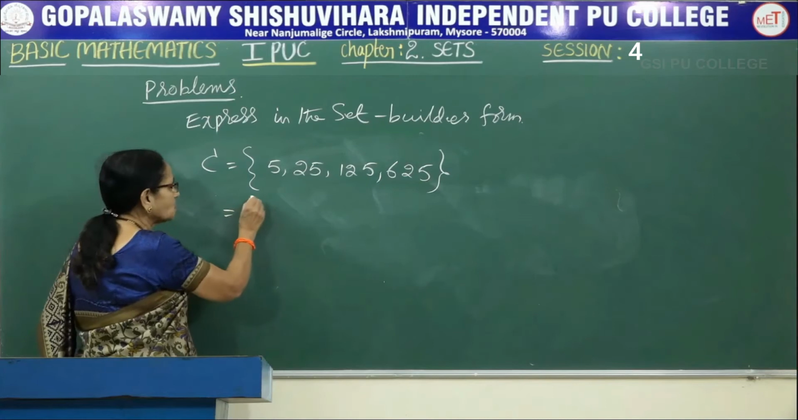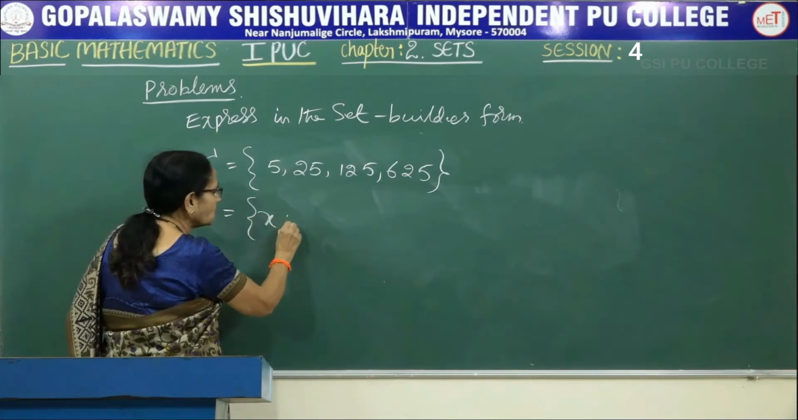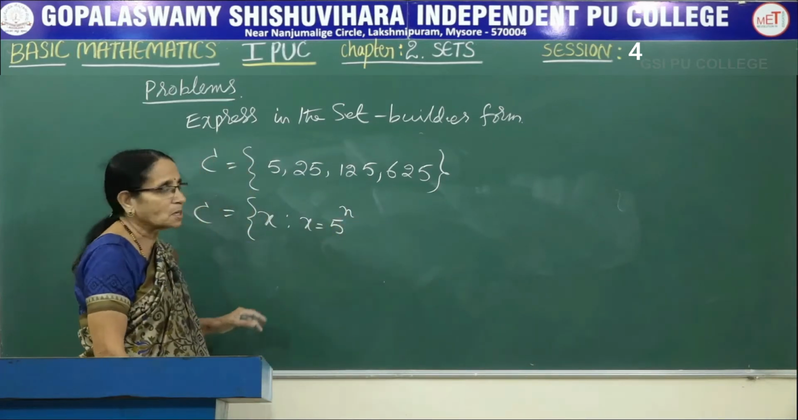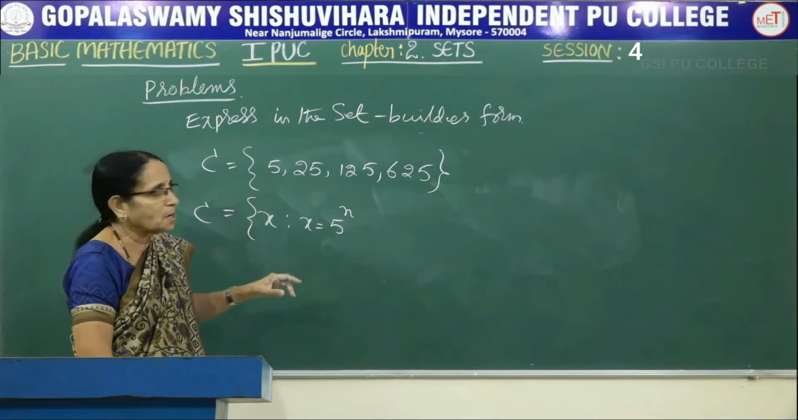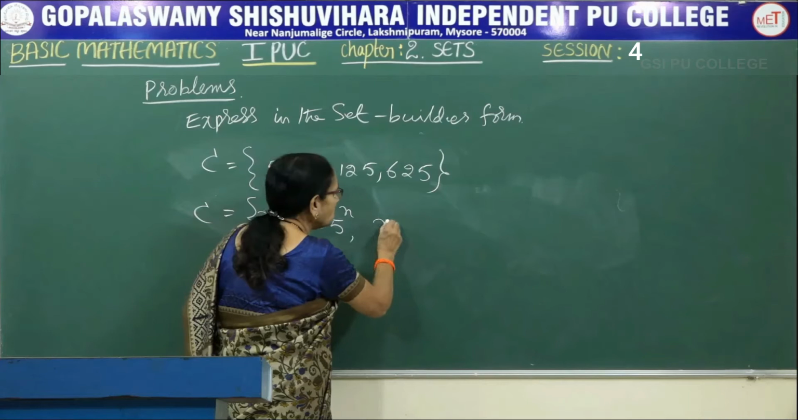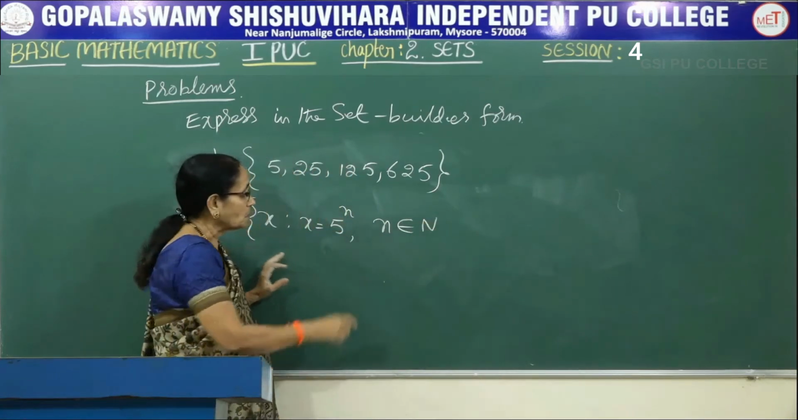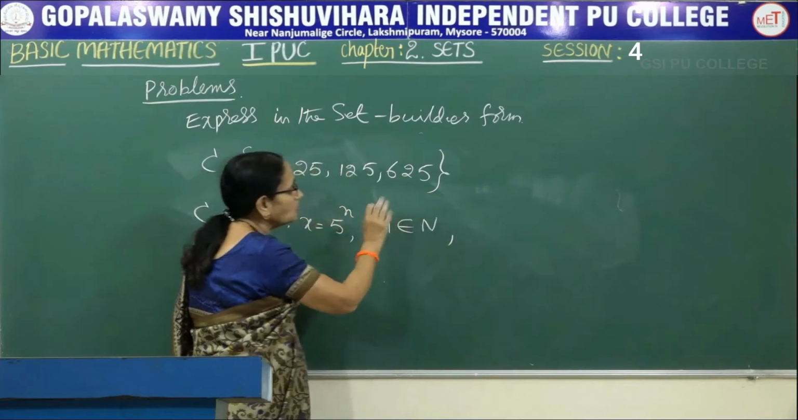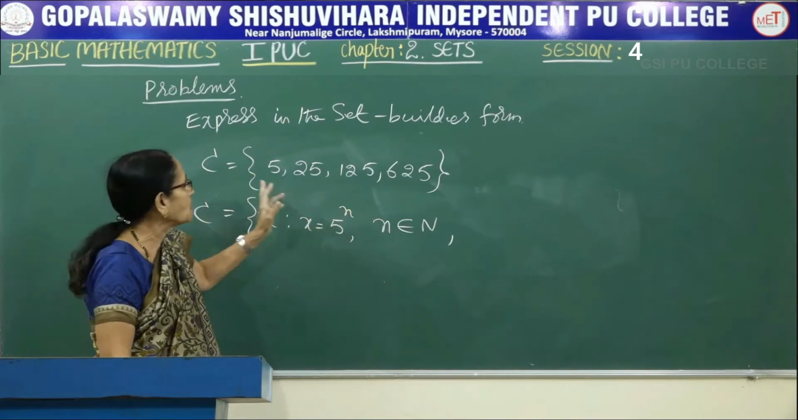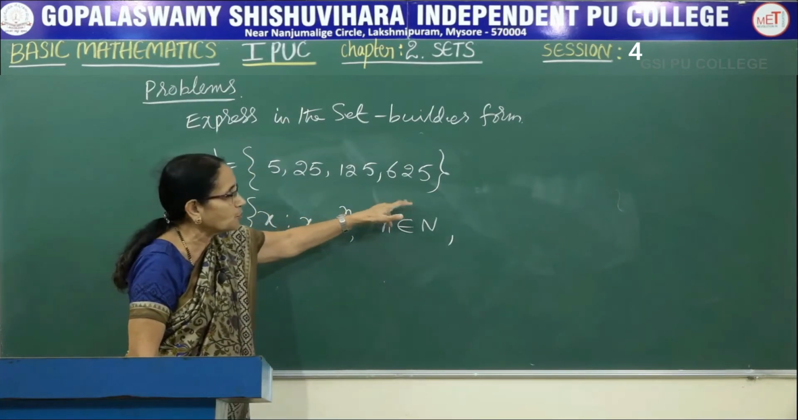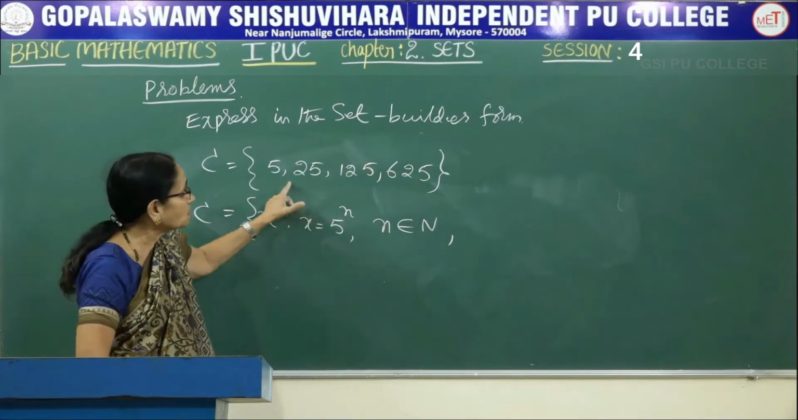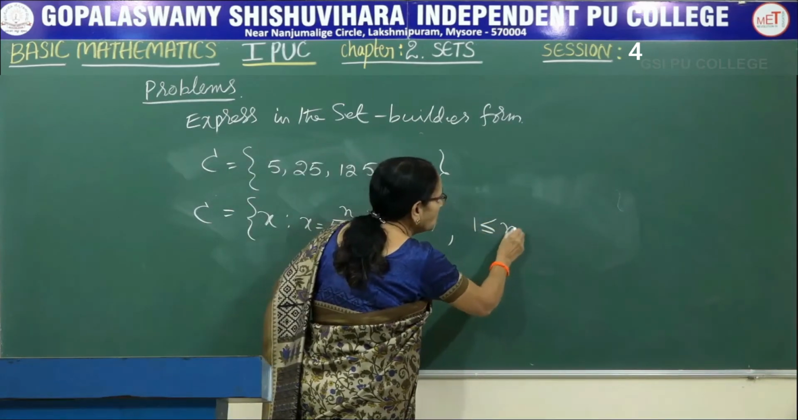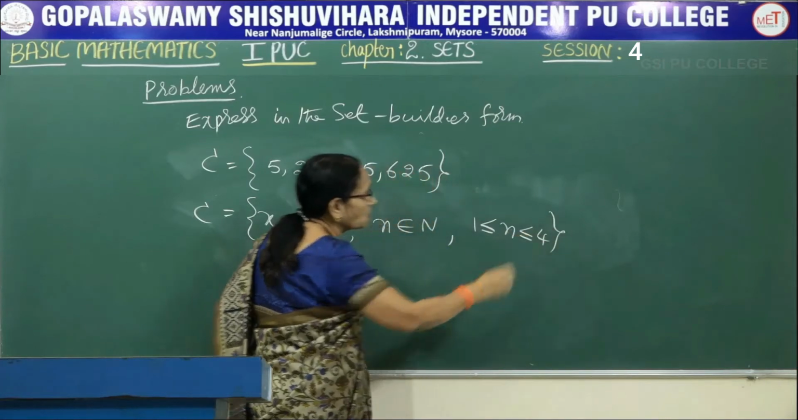That means the same procedure. C contains all x such that x is equal to 5 to the power n here. In the previous one it was 2 to the power n. Here it is 5 to the power n. And what is n? n is a natural number. Because you have denoted it as n, you should specify what n is. If you simply write n belongs to N, we have to consider all the values of n: 5 power 1, 5 power 2, 5 power 3, 5 power 4, 5 power 5, 6, like that. But there are only 4 elements here. So what are the values that can be assigned to n here? 1 less than or equal to n less than or equal to 4. There are 4 elements here.